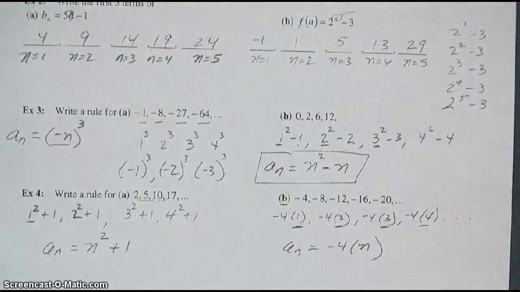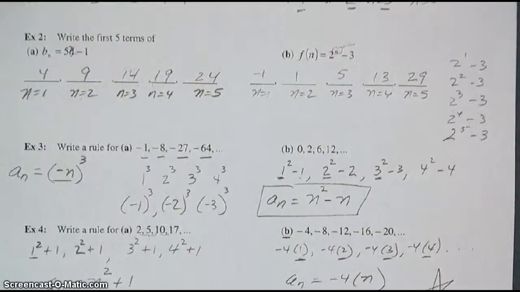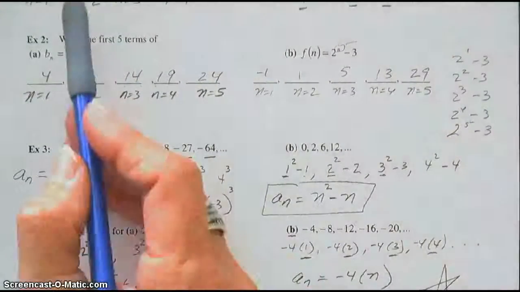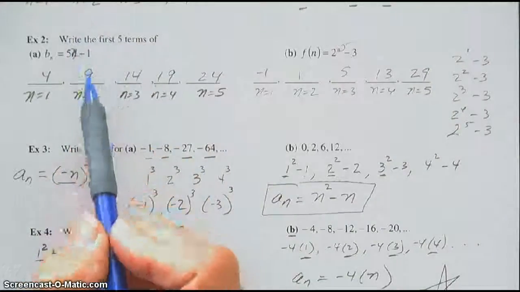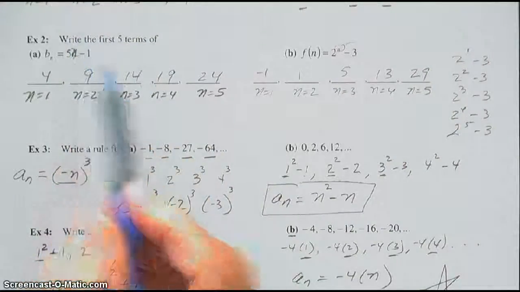So I'll give you a worksheet on this. Putting up the rules, that'll be the hardest. Finding the sequence, all you have to do is put n equal 1, 2, 3 into your sequence, and you'll find those values.